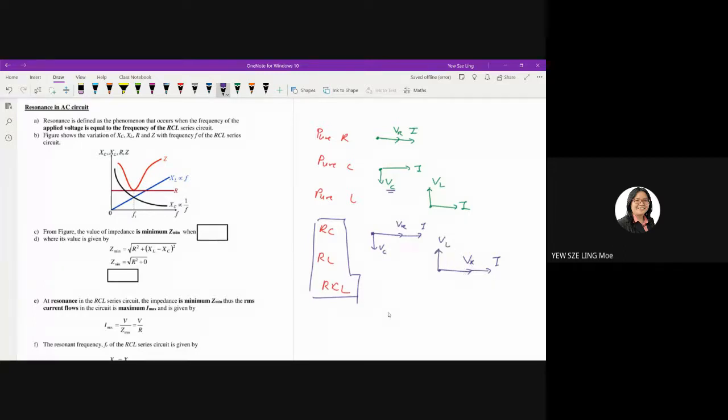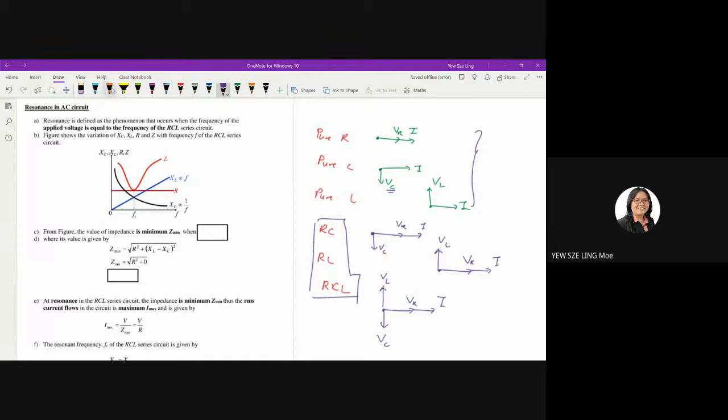And when it comes to RCL, you just stack these three phasor diagrams on top of each other. So VR again, pointing to the right-hand side. VL is going up, and then VC going down. So that is the phasor diagram.